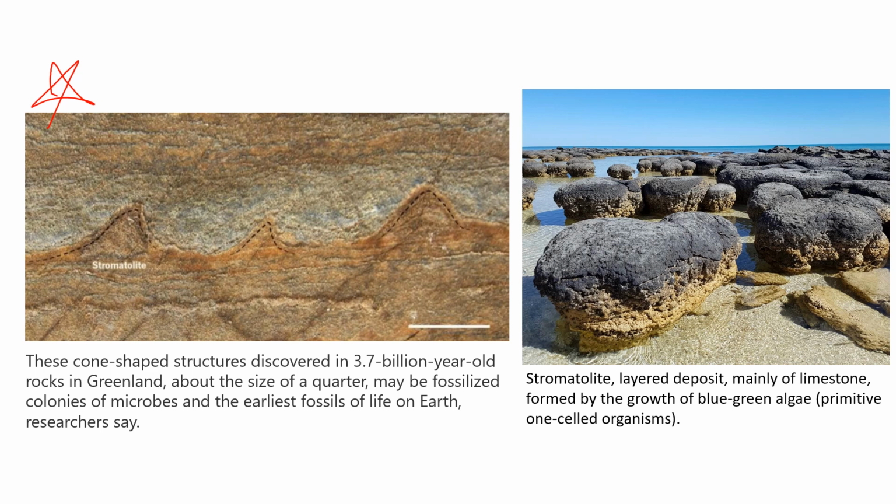And so these stromatolites that are seen right here and right here and here are in rock that's 3.7 billion years old. And these rocks are found on Greenland. These are tiny little stromatolites that were only about the size of a quarter, and they believe that these are fossilized colonies of microbes. They would be some of the earliest fossils on Earth. Okay, so taking evidence from geology and trying to understand how this can actually preserve a signature of life.